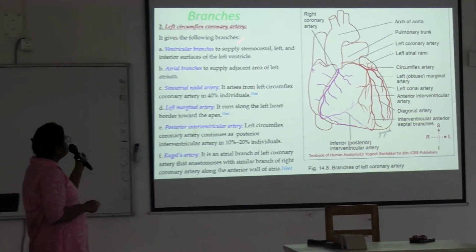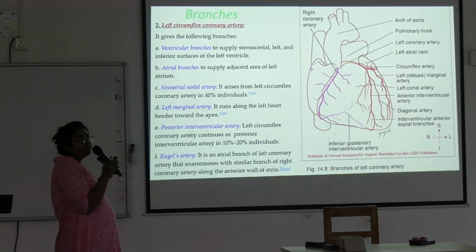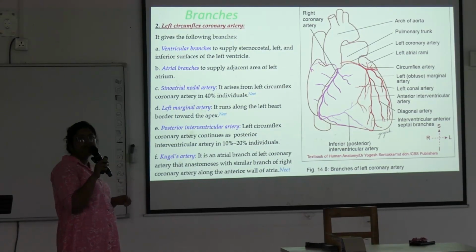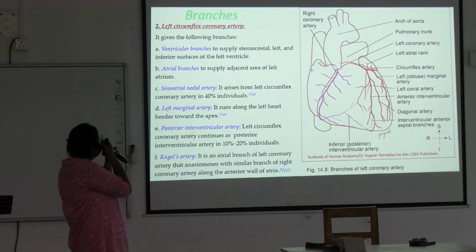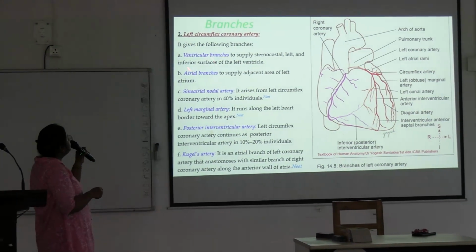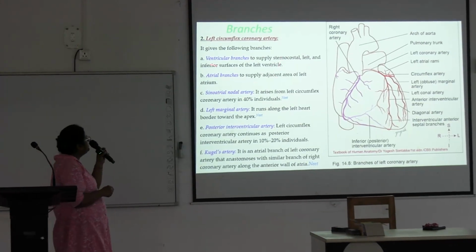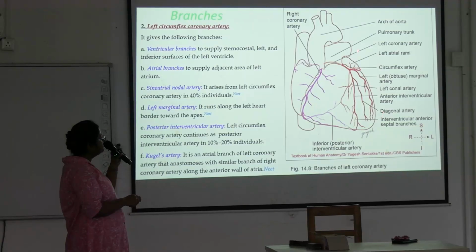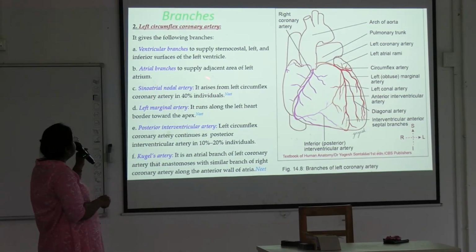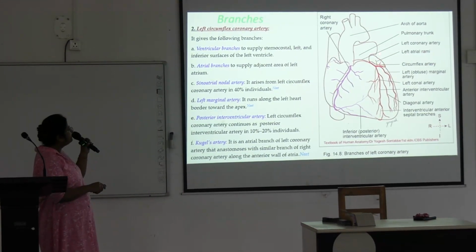Now we are going to the left circumflex coronary artery. Of the two terminal branches of the left coronary, one we have discussed, anterior interventricular. Next is the left circumflex coronary, here. It gives these branches. First are ventricular branches to supply the sternocostal, left and inferior surfaces of the left ventricle, here, these areas. Atrial branches supply the adjacent area of the left atrium.